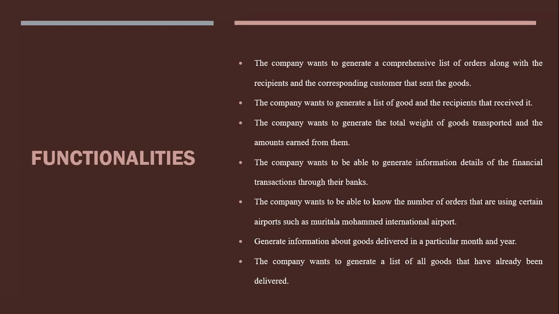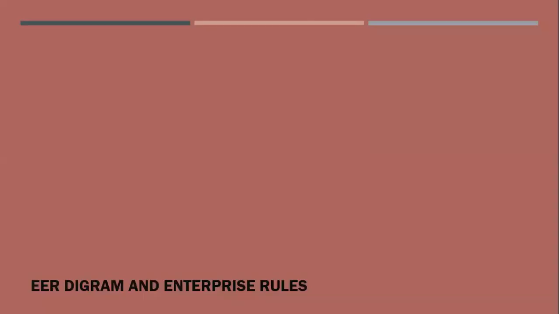The company wants to be able to know the number of orders that are using certain airports, such as Murtala Mohammed International Airport or Nnamdi Azikiwe Airport. The company wants to generate information about goods delivered in a particular month and year. The company wants to generate a list of all goods that have already been delivered.